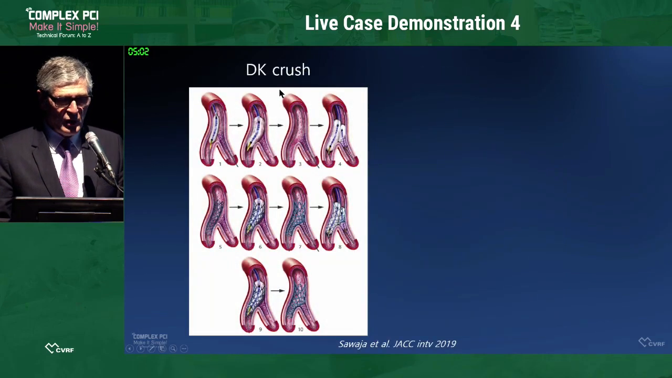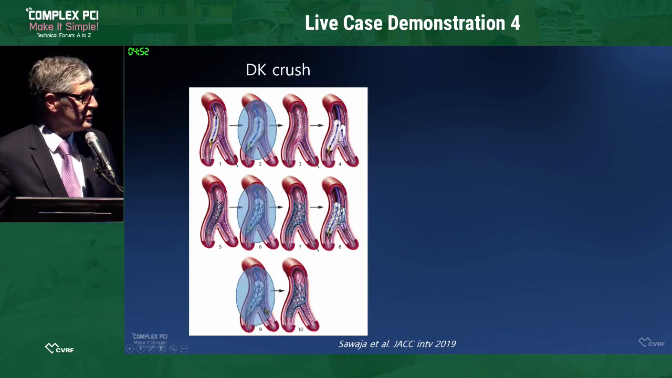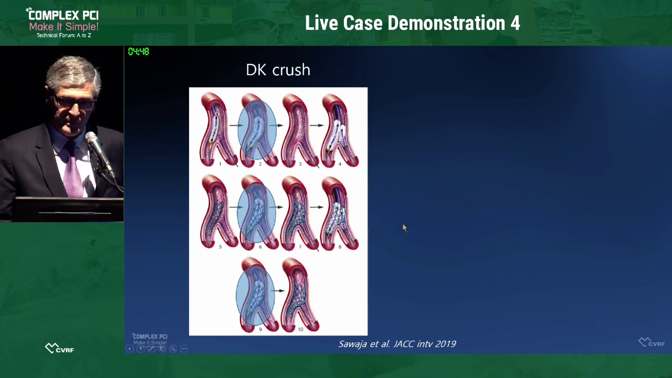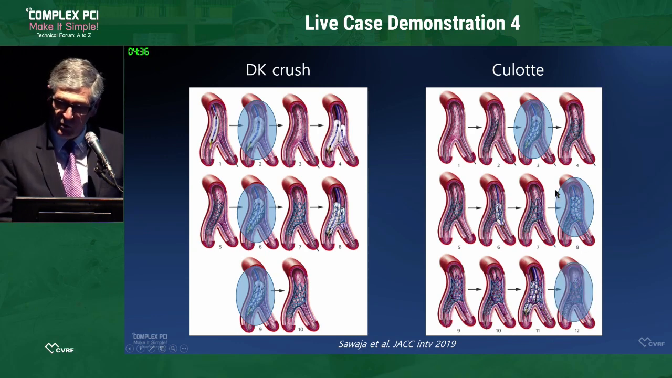A POT is also recommended with many techniques. So DK Crush, you recommend to do a POT at this level, a POT at this level, and a POT at this level. So three POTs if you want to do a correct DK Crush. The same for the culotte. If you do a culotte, you should do a first POT here, then a second one here, and maybe a third one at the end, but at least two.